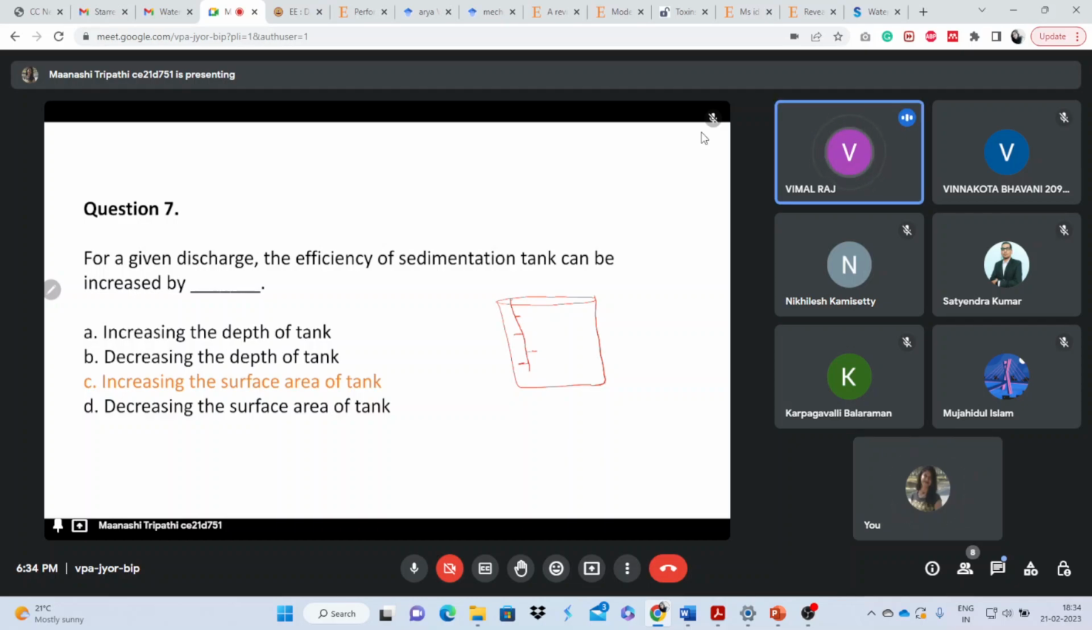Are you providing a circular tank, ma'am? Circular tank is there. I am not going to change the circular tank. Circular tank or whatever tank I have, it is fixed. I just want to increase the surface area. How will I do that? Think more. It's very simple. Ever heard of, what do we call, tube settlers?